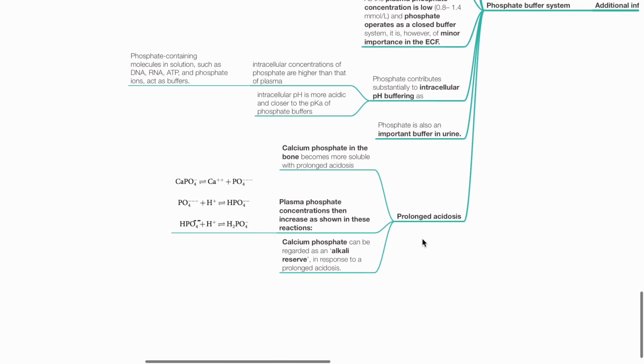During prolonged acidosis, calcium phosphate in the bone becomes more soluble. Plasma phosphate concentrations then increase, and calcium phosphate can be regarded as an alkali reserve in response to a prolonged acidosis.